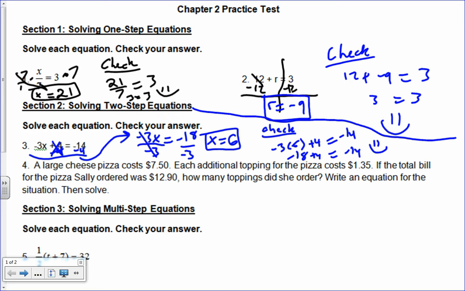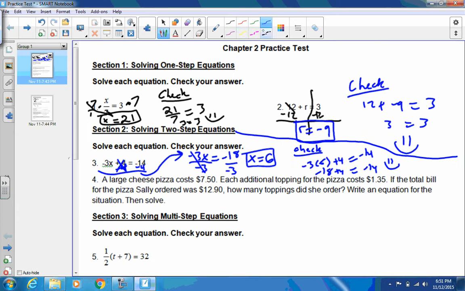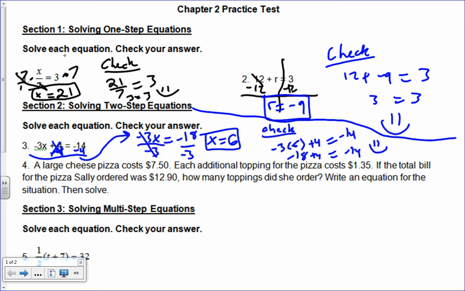All right, going on to number 4. We have a word problem. It says a large cheese pizza costs $7.50. Remember, we're going to circle any key numbers. I'm going to use a different color now, so we're going to go with purple. So you've got 7.50 as a key number. Each additional topping for the pizza costs $1.25. So each topping, depending on how many toppings, you just multiply that by the 1.25.